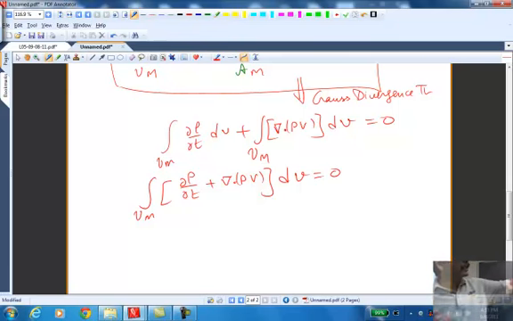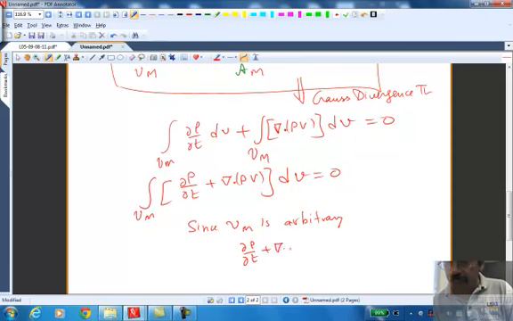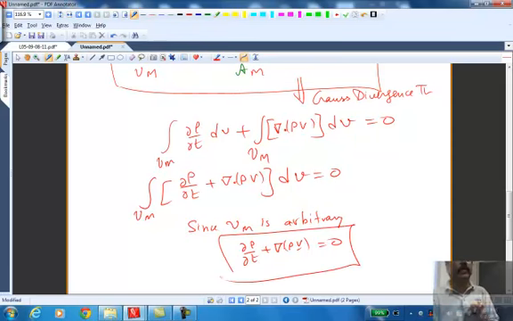The only way I can satisfy that equation, since Vm is arbitrary, is that d rho/dt plus del dot rho v is equal to 0. That is the continuity equation in an Eulerian reference frame. So we started from a Lagrangian frame. Using Reynolds Transport theorem, we went into the Eulerian frame. And using the fact that Vm is arbitrary, we are insisting that the integrand is equal to 0. Do you understand that argument? Why should that integrand be 0 since Vm is arbitrary?